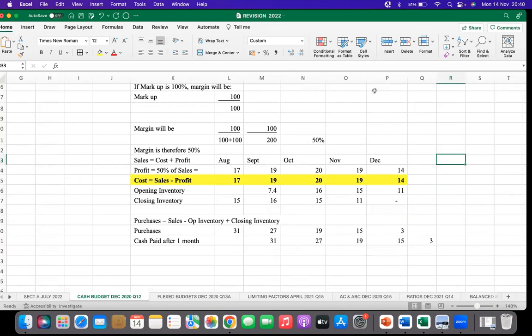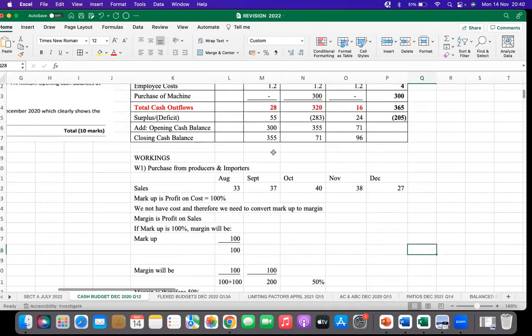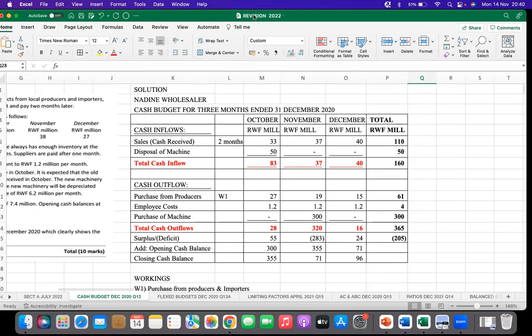I'm seeing we are remaining with only 20 minutes. Will we be in a position to do so? We are done with budgeting. So what have we covered in budgeting? We have covered functional budgets from section A. We have covered cash budget, and we have covered fixed and flexed budgets. Please, now it is upon you to revise.